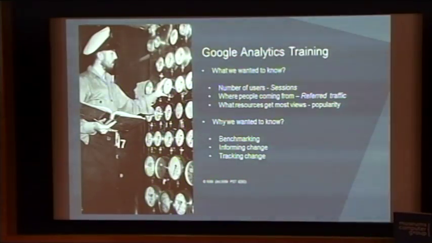So we started on the premise of what we wanted to know about our learning resources. So we wanted to know our number of users. We wanted to know where people were coming from, how they were finding us. And we wanted to know which resources were most popular and why. And why we wanted to know these things is to do some benchmarking, but primarily to inform change and development, and then to track that change.